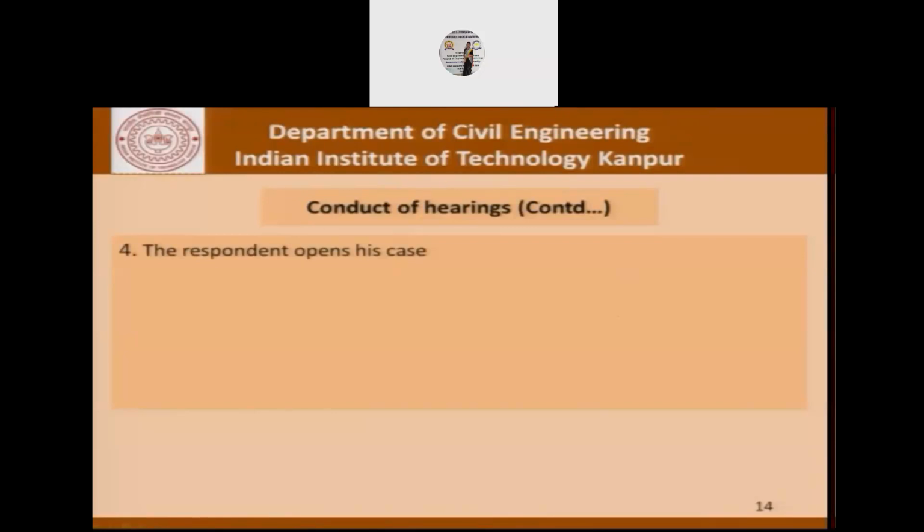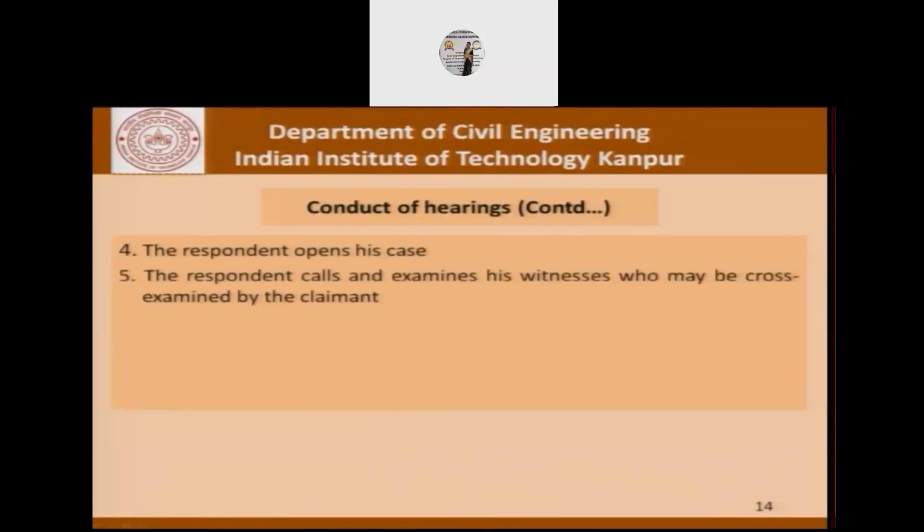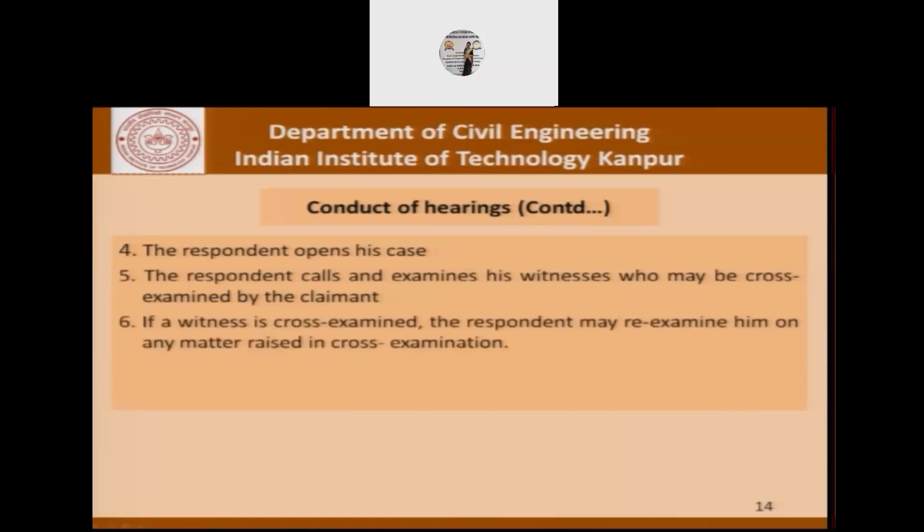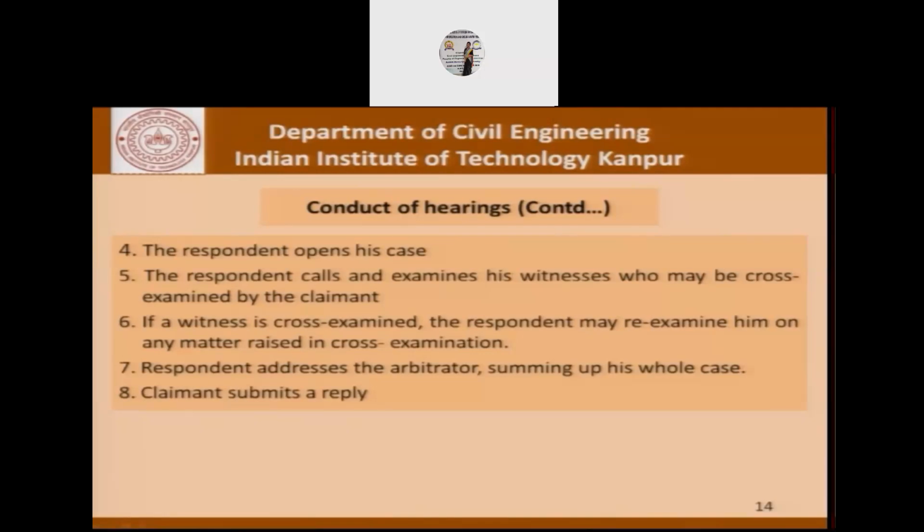There is the respondent's case. The respondent also presents witnesses. And as was the case earlier, if a witness is cross-examined, they can re-examine in a re-examination. The respondent closes the case. So this is the process of the conduct of the hearings as far as arbitration is concerned.